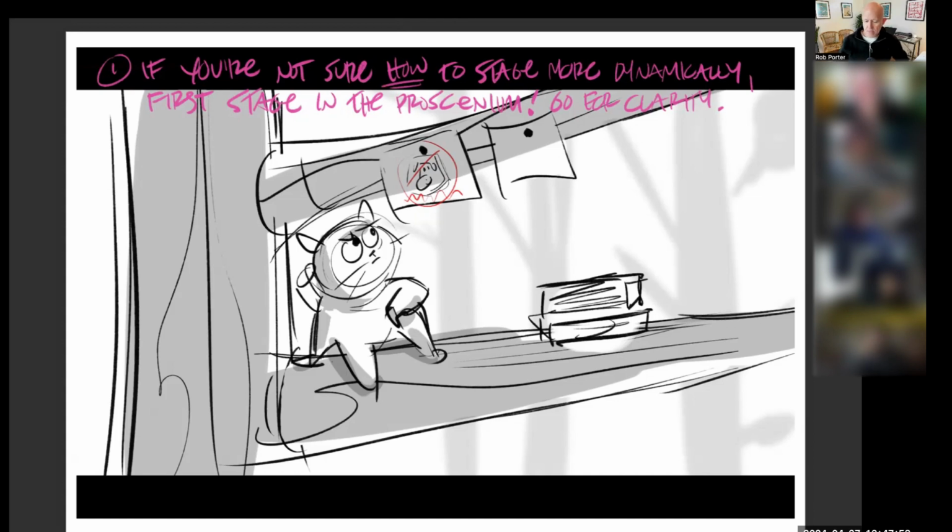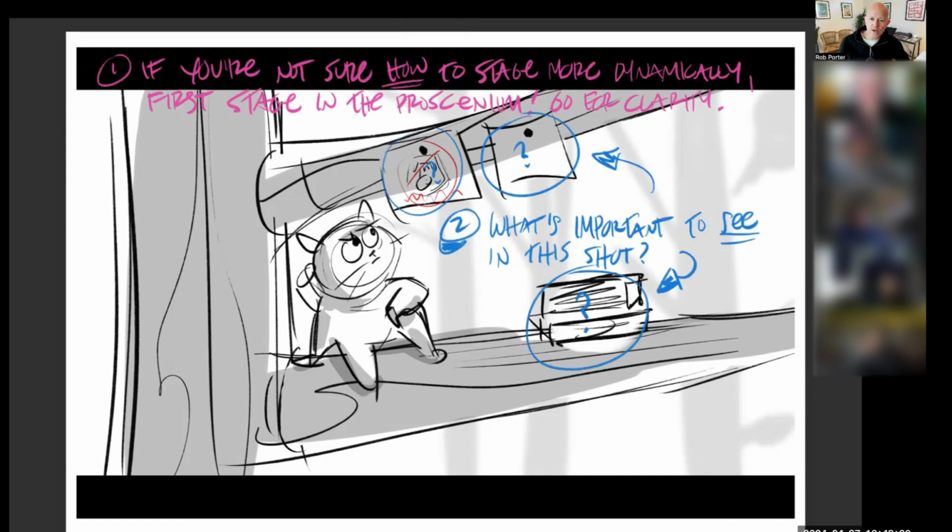And how can you make it a little more dynamic? What's important to see in this shot? Those are the big questions we want to ask.